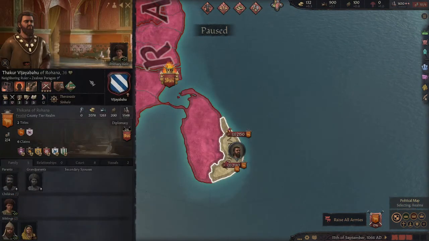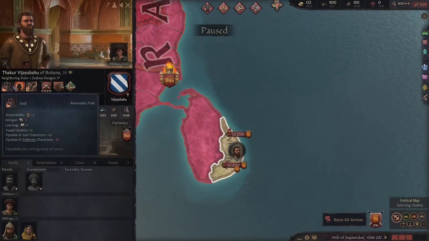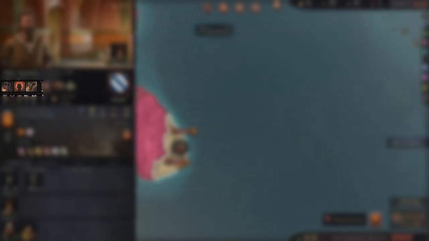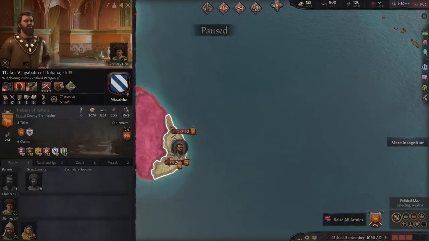So let's take a look at this first AI personality. We can see that this AI character is one of our neighboring rulers. He has the personality attribute description of a zealous paragon. He got this from his personality traits of being just, zealous, and ambitious. When it added up all these hidden personality attributes, he got assigned the adjective of zealous and the noun of paragon.